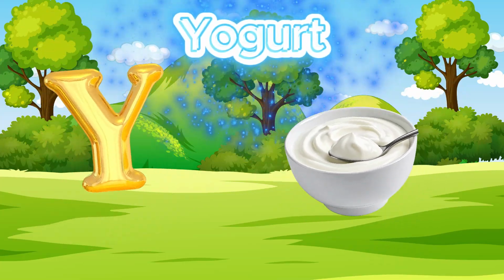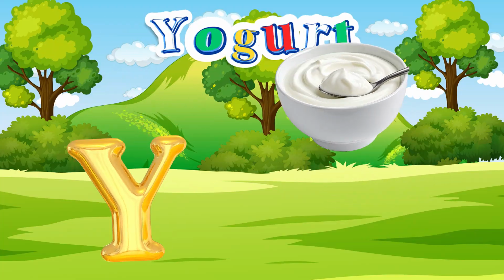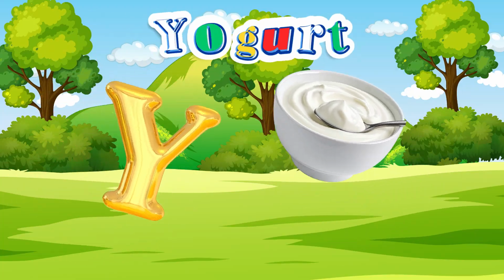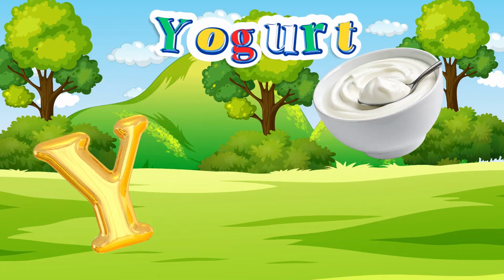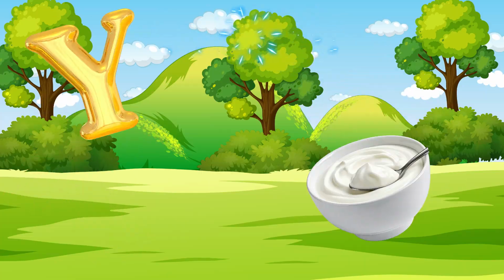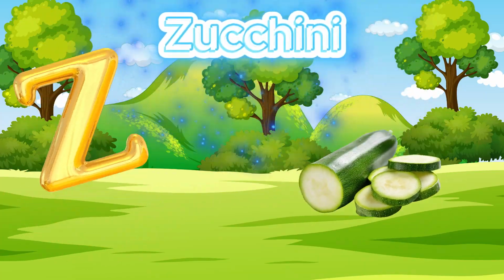Y is for yogurt. Creamy yogurt. Z is for zucchini.